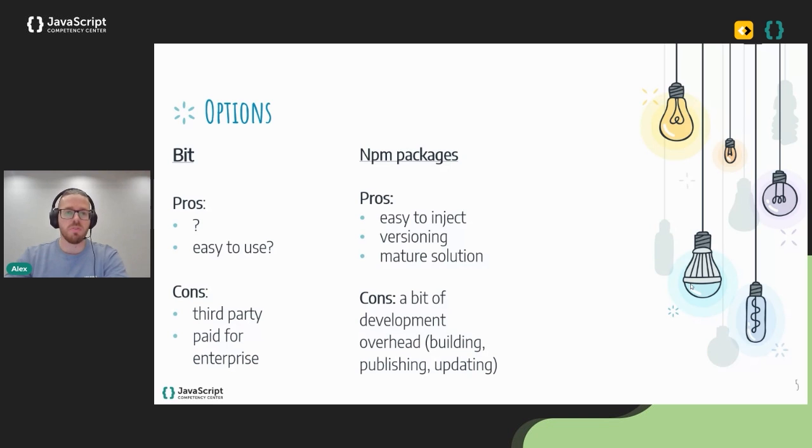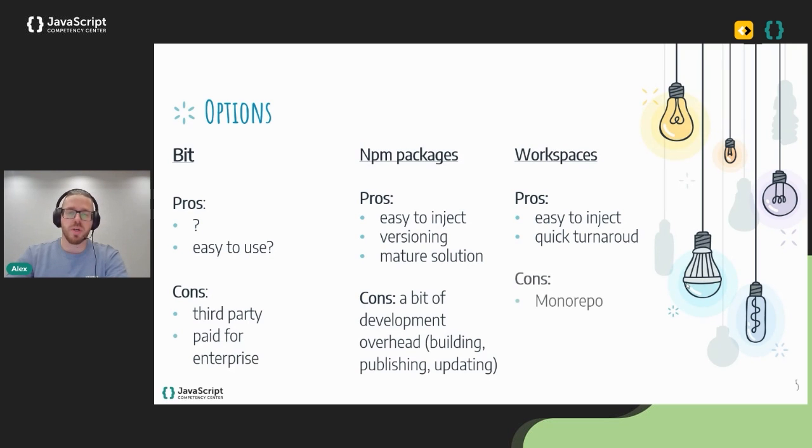The third option was using Yarn workspaces. Again, it's very easy to inject. It's very easy to set up. It's a quick turnaround because everything is in one workspace. But unfortunately, by definition, workspaces were meant for working with monorepositories, and we had a monorepository initially, and we used workspaces to share types. It was a good experience, so we were happy with it.